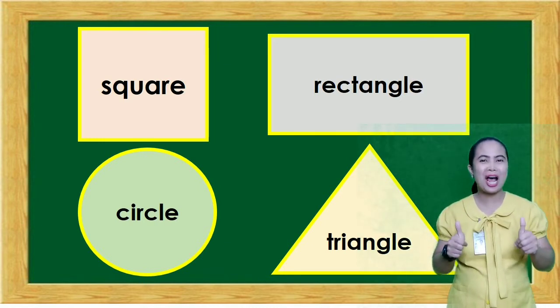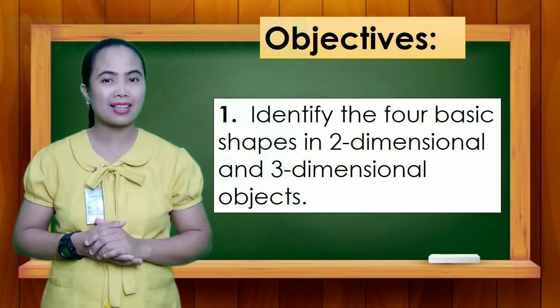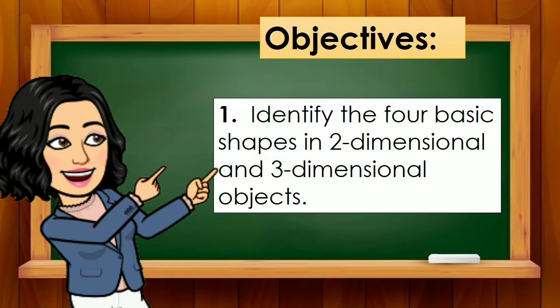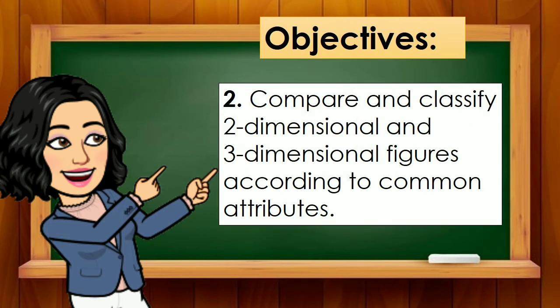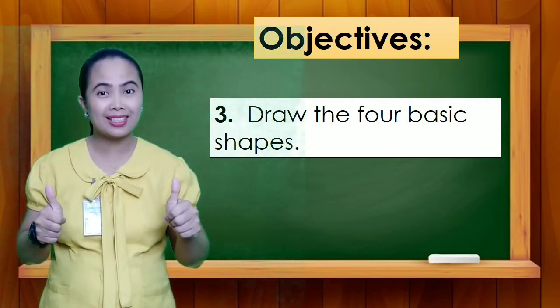Wow! Good job, children! At the end of the lesson, you are expected to identify the four basic shapes in two-dimensional and three-dimensional objects, compare and classify two-dimensional and three-dimensional figures according to common attributes, and draw the four basic shapes. Do you understand, children? Yes, teacher! Good! Now, sit properly, eyes on the screen, and listen. Let's enjoy learning about recognizing and grouping shapes.